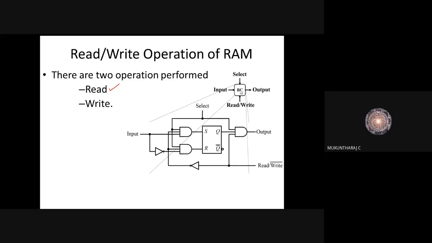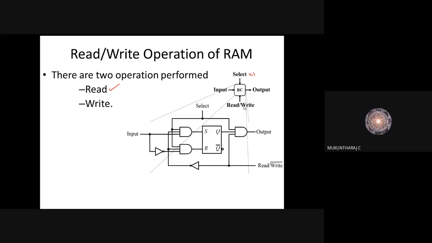We are going to read the data from the memory. So first we have to enable the memory cell. We have to enable the memory unit which is accessed. So first the select line should be logic 1. So here we are going to perform the read operation.